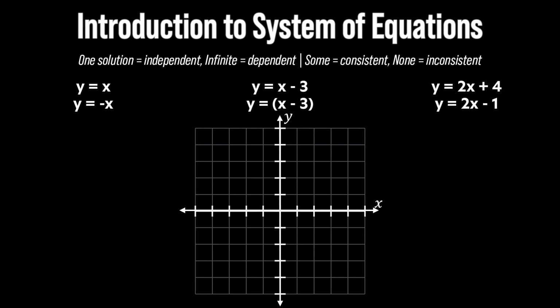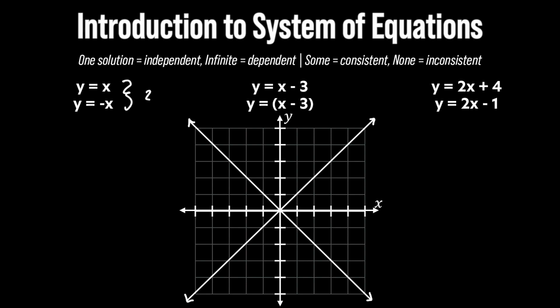Well, a system of equations involves more than one equation. As you can see, we have two equations here: y equals x and y equals negative x. Now let's graph both of them. So this is y is equal to x, and this is y is equal to negative x.